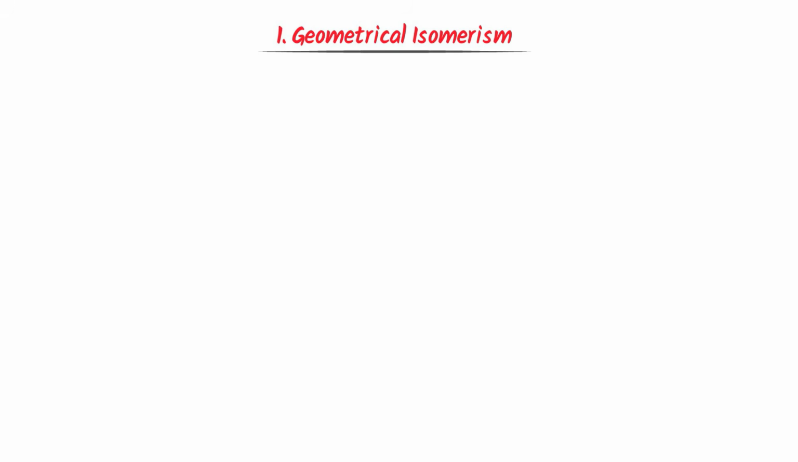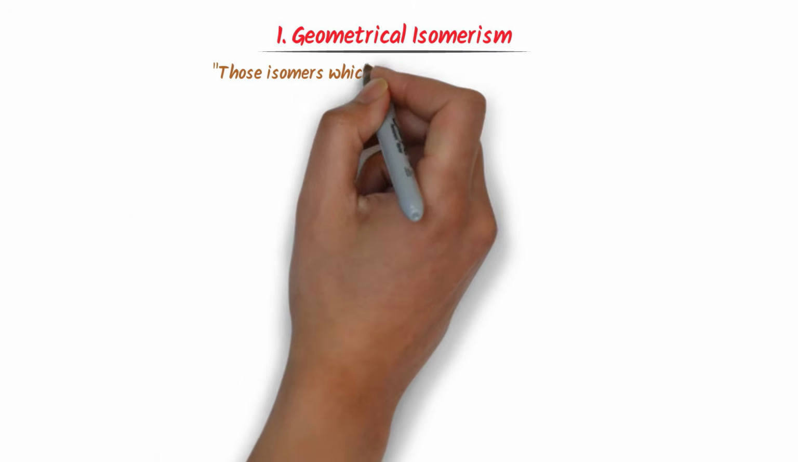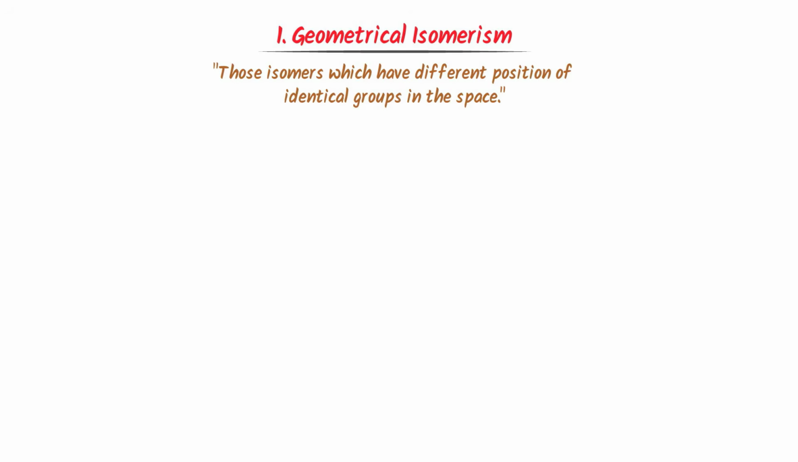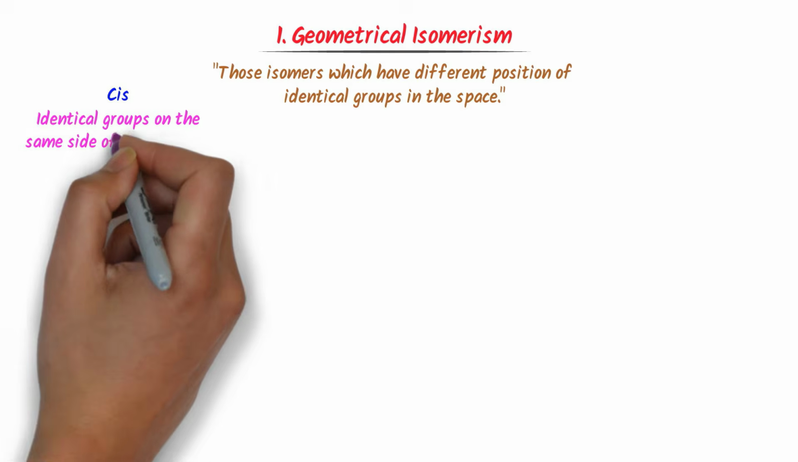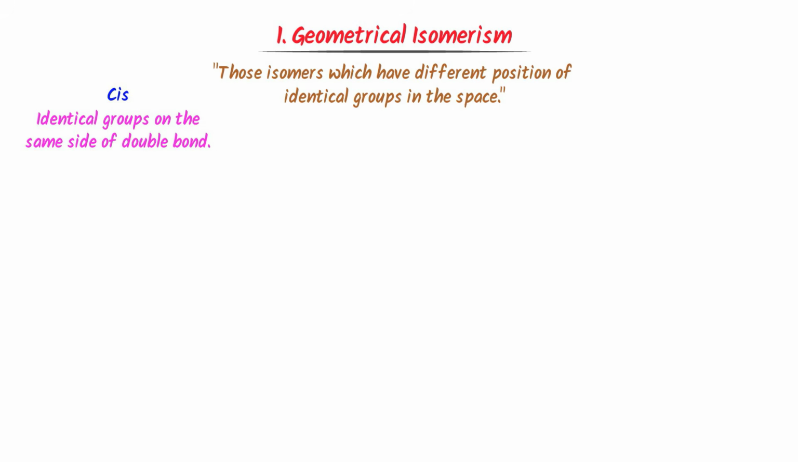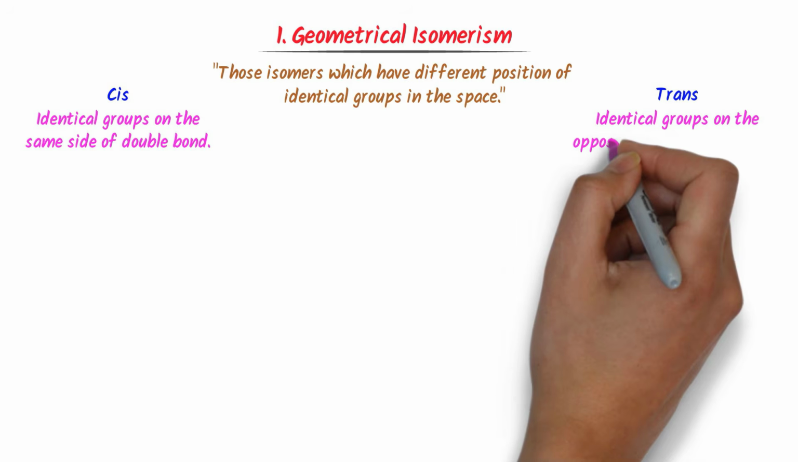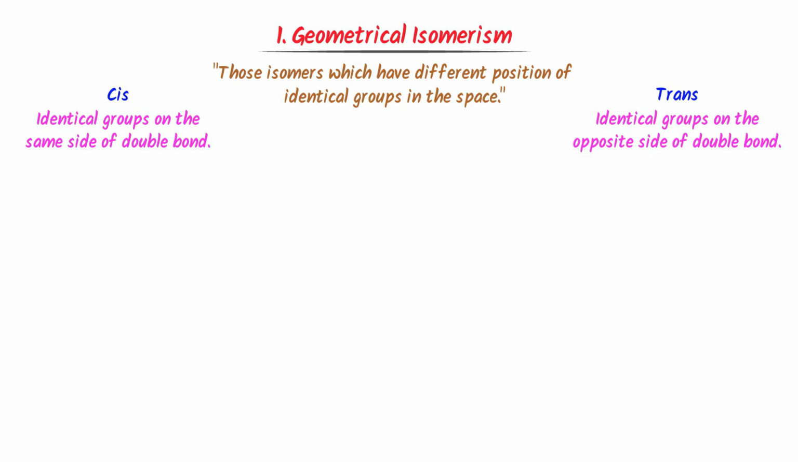Remember that geometrical isomerism is also known as cis-trans isomerism. Those isomers which have different positions of the identical group in space are called geometrical isomers. Remember that cis means when two identical groups are present on the same side of the double bond, while trans means when two identical groups are present on the opposite side of the double bond.